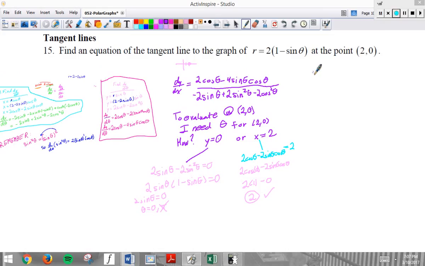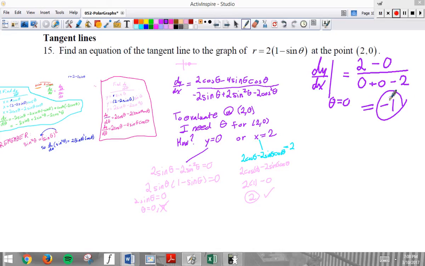So dy dx when theta equals 0. You should see your homework. It's not as bad as this. 2 cosine theta, 1, 4 sine theta, 4 sine 0 is 0. Just 2 on top. On bottom, sine of 0 is 0, sine of 0 is 0, cosine of 0 squared. Cosine of 0 is 1. 1 squared is 1. So the slope is negative 1.